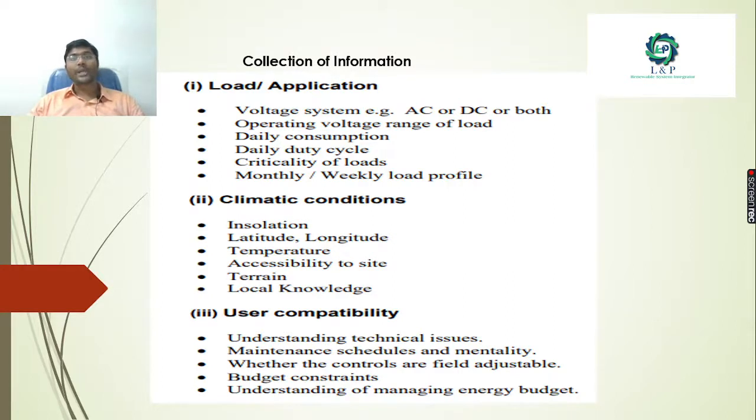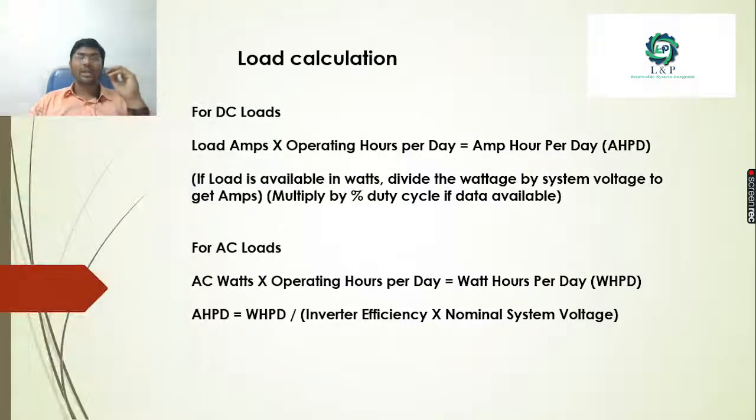If you're going for a floating solar plant, there is a possibility of debris and bird waste accumulating on our solar panels, so we need to prevent that. We need to know how much maintenance schedule is essential. We also need to check the budget constraints, and understand and manage the energy budget. In order to do all these things, we need to collect so many pieces of information. If you're going for a load calculation, we have a basic formula to calculate the load for a DC load and an AC load separately.